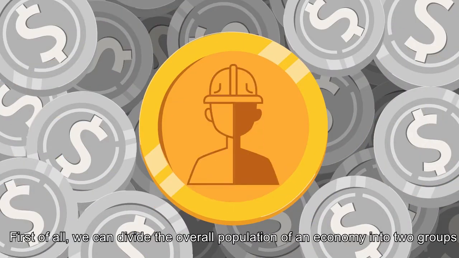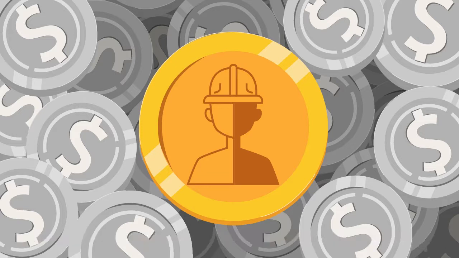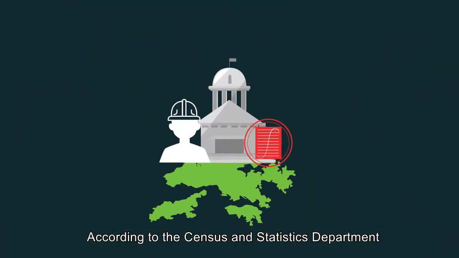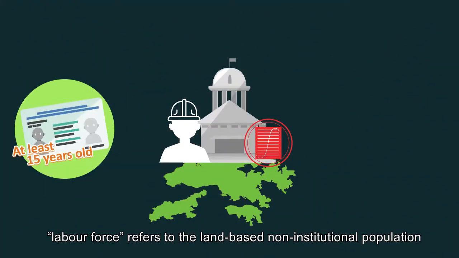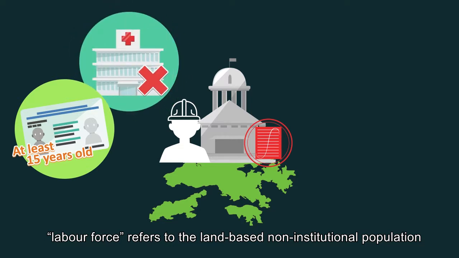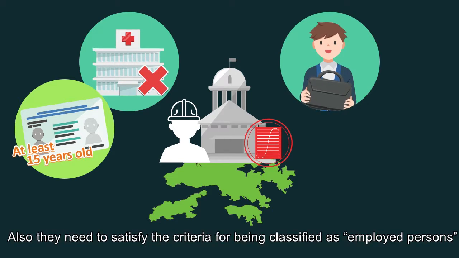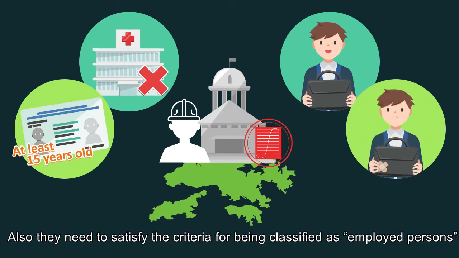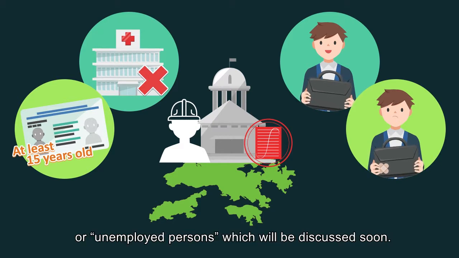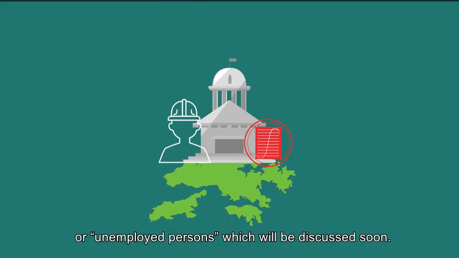First of all, we can divide the overall population of an economy into two groups: labor force and not in labor force. According to the Census and Statistics Department, labor force refers to the land-based non-institutional population who are at least 15 years old. Also, they need to satisfy the criteria for being classified as employed persons or unemployed persons, which will be discussed soon.